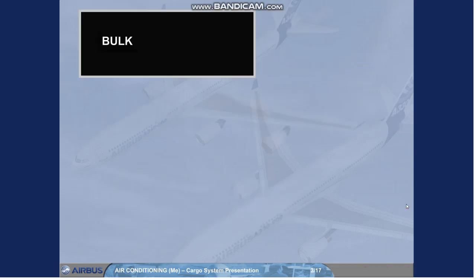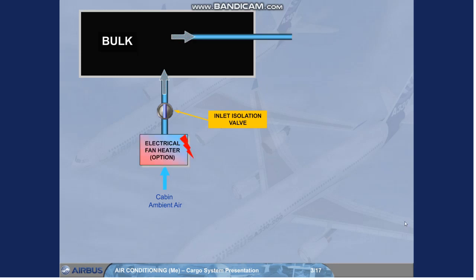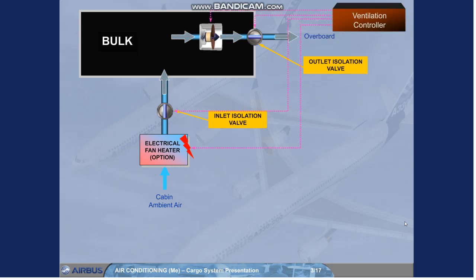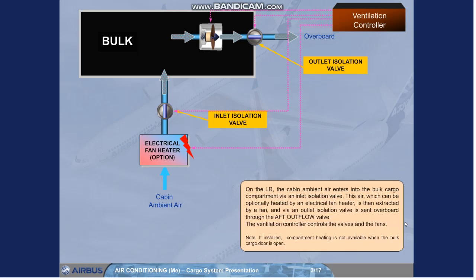On the long range, the cabin ambient air enters into the bulk cargo compartment via an inlet isolation valve. This air, which can be optionally heated by an electrical fan heater, is then extracted by a fan and via an outlet isolation valve is sent overboard through the aft outflow valve. The ventilation controller controls the valves and the fans. Note: if installed, compartment heating is not available when the bulk cargo door is open.